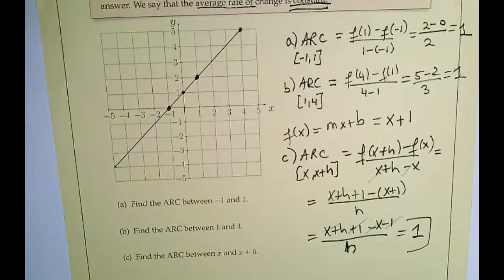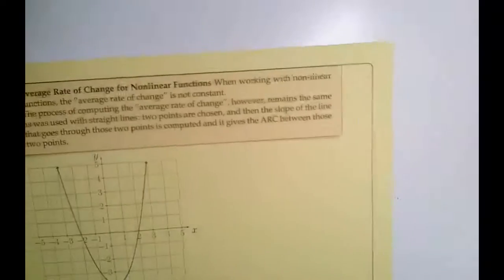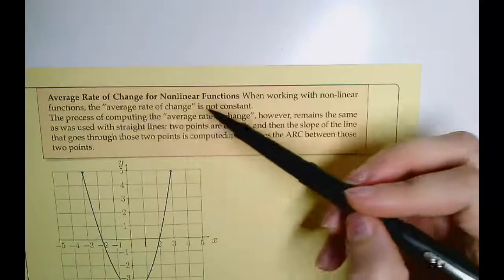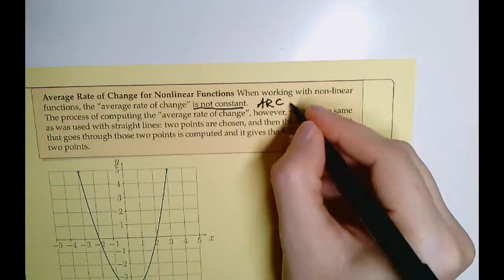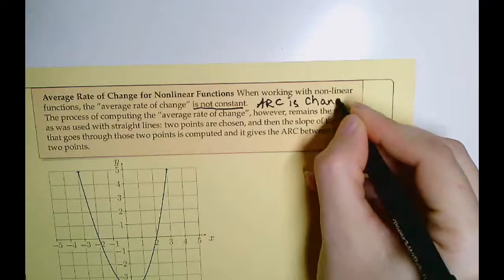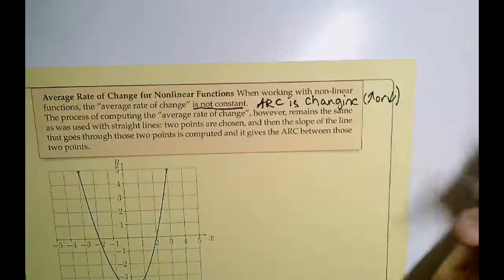Okay, so for a linear function, the average rate of change is constant, and it's basically the slope of the line. All right, what about nonlinear functions? So when working with nonlinear functions, the average rate of change is not constant. So when you calculate the average rate of change, well, it's not constant, so that means it's changing. And what does it mean it's changing? It means it's either increasing or decreasing.